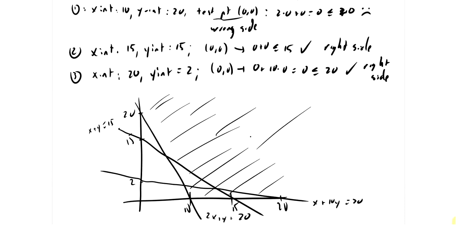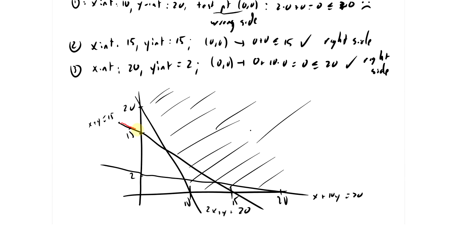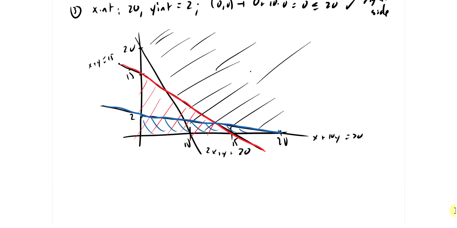So if we make this one a red line instead of a black line, which side of that do we want? Well, we want the side 0, 0 is on, so that's this part. And then we'll make this one a blue line. And what side of that line do we want? We want the side that 0, 0 is on. So we shade in this side. So what's the region that got shaded by all three? That's the region we're after. And that's this region.